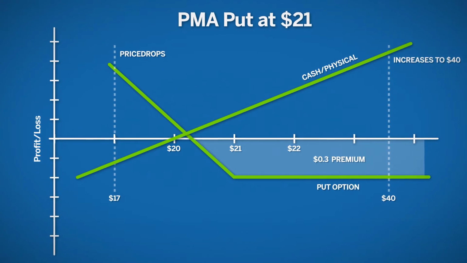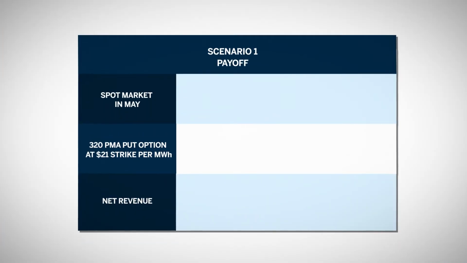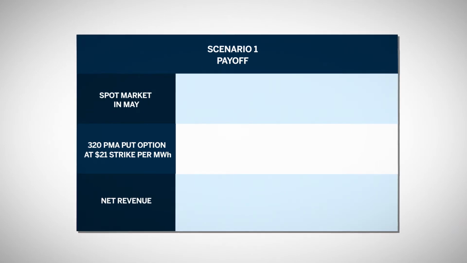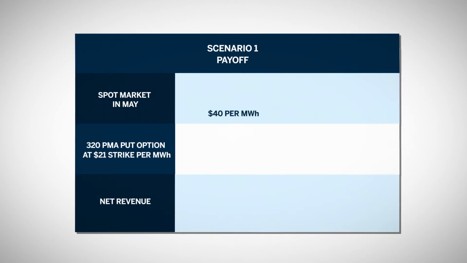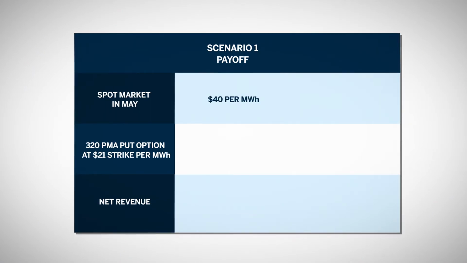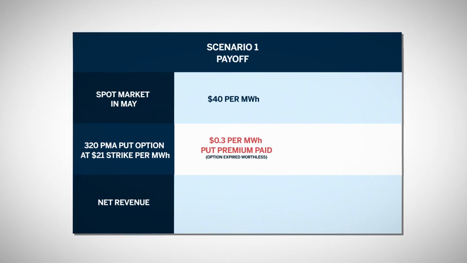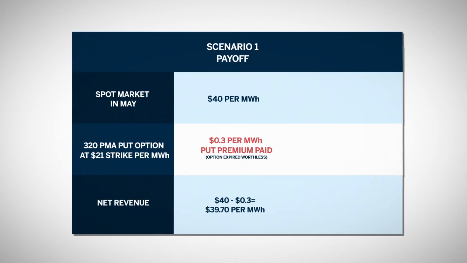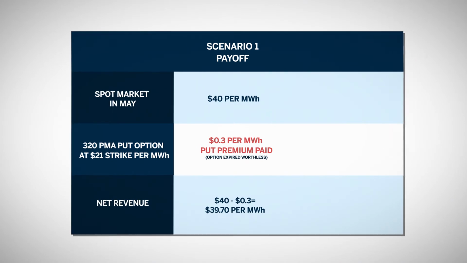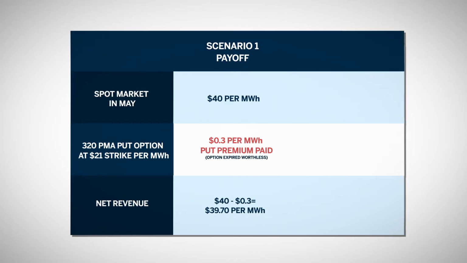At the end of May, two scenarios could happen. In Scenario 1, the economist's forecast was correct and prices increased. The nuclear plant was able to sell its output in the spot market at an average price of $40 per megawatt hour. When you consider the cost of the option at 30 cents, their overall profit would be $40 minus 30 cents, which equals $39.70 per megawatt hour.